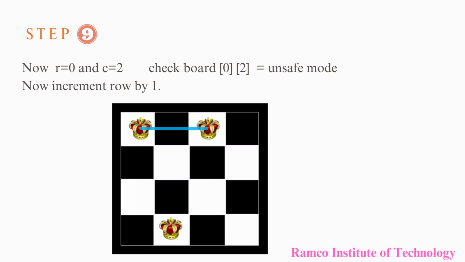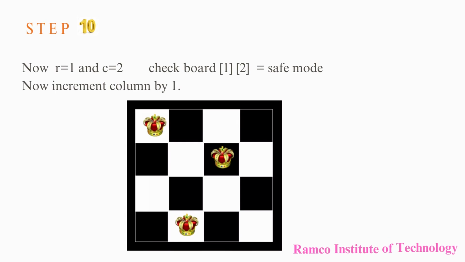In step 9, row value equals 0 and C value equals 2. So check the board 0 and 2 position. It is in unsafe mode because two queens are in the same row. So we will increment the row by 1. Next, R value equals 1 and C value equals 2. So check the position 1 and 2. It satisfies all the constraints. So we will increment the column value by 1.